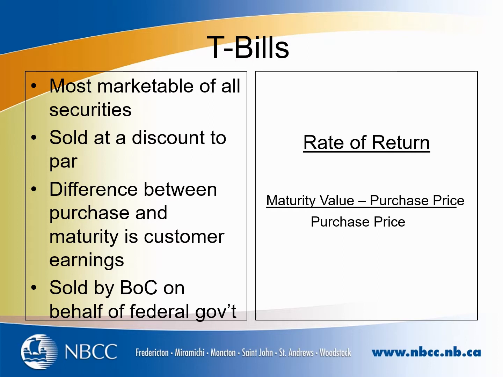Treasury bills are sold at a discount to par. Par is the face value of a Treasury bill. When the Treasury bill matures, its face value is paid to the investor by the issuer. Because Treasury bills pay no interest, they are always purchased at less than par. This means that a $10,000 T-bill would always be purchased for less than $10,000. This difference between the purchase price and the maturity value is the customer's earnings.